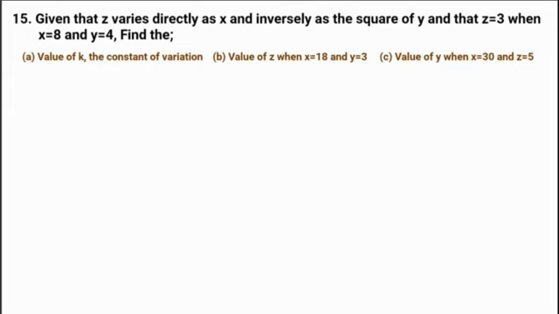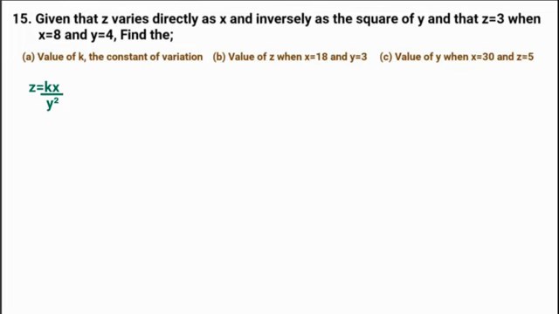Okay, so what we need to do first is come up with a formula. Since we're told z varies directly as x, we're going to write z is equal to k, which is the constant of variation, times x. Then inversely, we're going to say over y squared. So basically that's the formula we're going to be using.